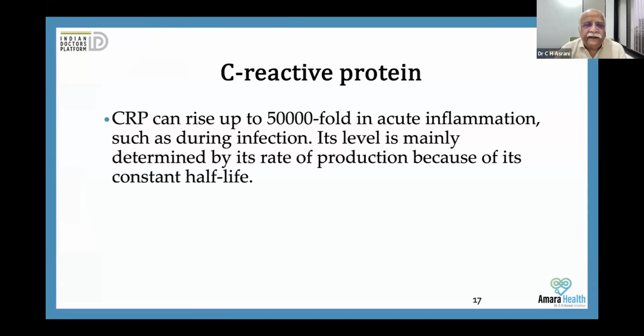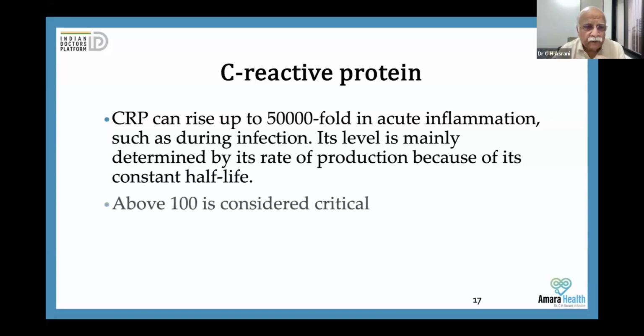Its level is mainly determined by the rate of production because of its constant half-life. So the reading of CRP indicates the newly produced C-reactive protein in response to acute inflammation, because after 18 hours, the previous CRP is going to get eliminated. Above 100 is considered critical. Okay, we may not use the word critical. I will say it is a cause of concern. If you have not identified what the inflammation is, you had better hurry up and find it.